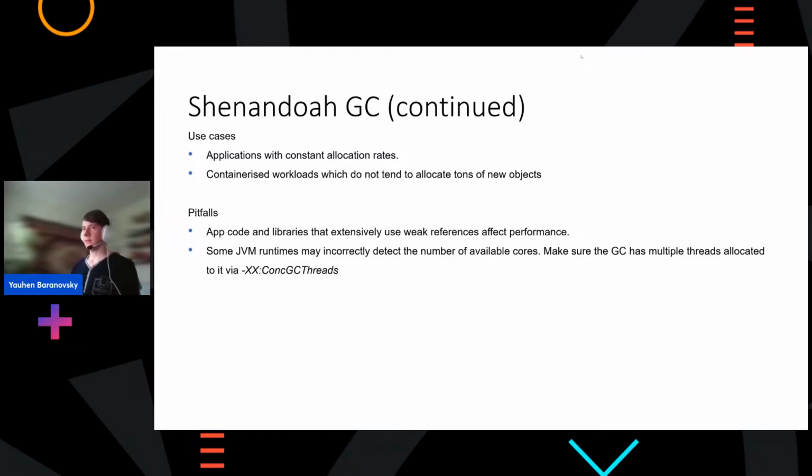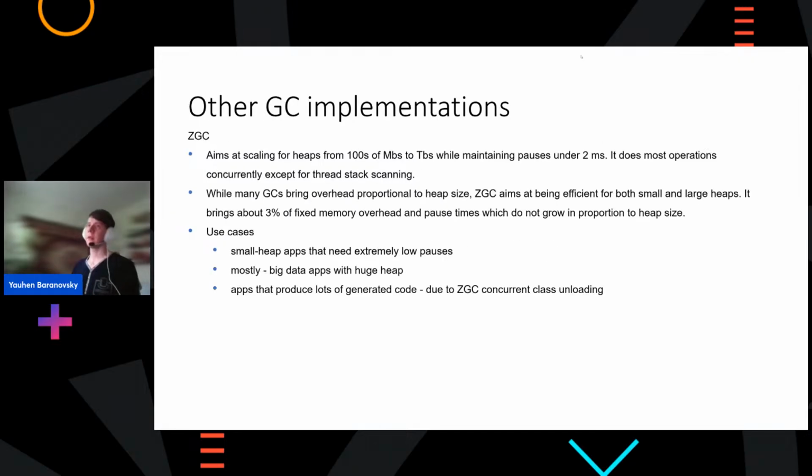And as for the pitfalls possible with this algorithm, you need to keep in mind that there are some specific mechanics used by application code and libraries, namely weak references, which may affect its performance. And also you must pay attention to how many concurrent garbage collector threads are allocated for the algorithm to run, because in some situations, the Java machine is not able to detect this number correctly.